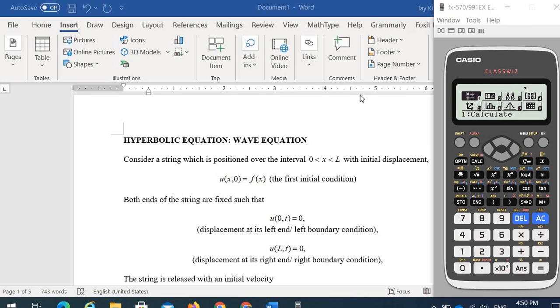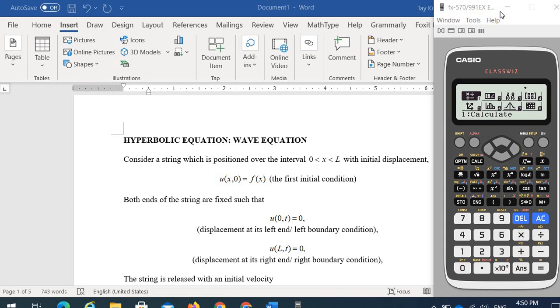Afternoon. Today I'm going to show how to use the Casio fx-570EX Classwiz calculator to numerically solve the wave equations using the explicit finite-difference method.